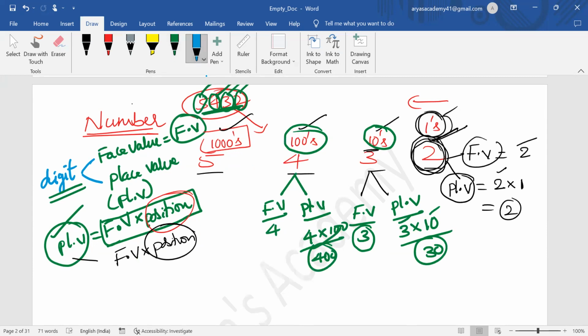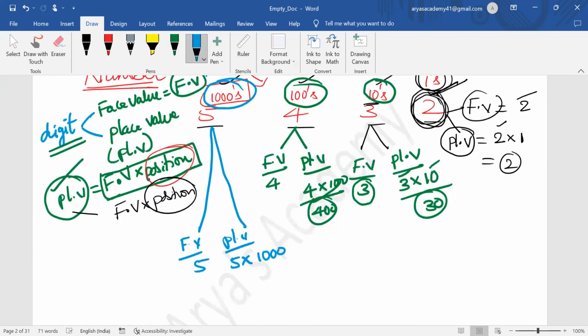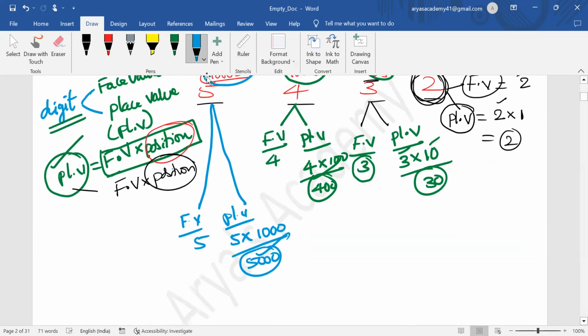If I move on to this 5, I'm writing it here. Face value of 5 is obviously 5. And the place value is obtained by multiplying the face value of 5 with the position of 5 in this particular number, which is at 1000's position. If you multiply 5, the face value, with 1000, that is the position value, you will get the place value to be how much? 5000. Now you have a fair idea of what is face value and place value.